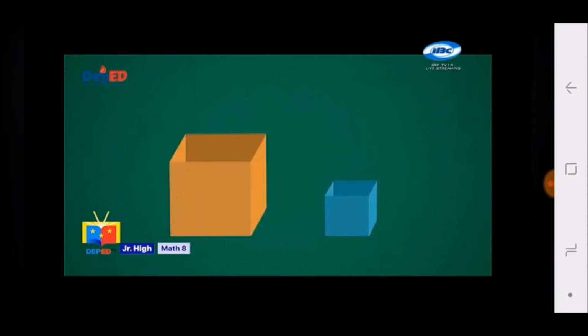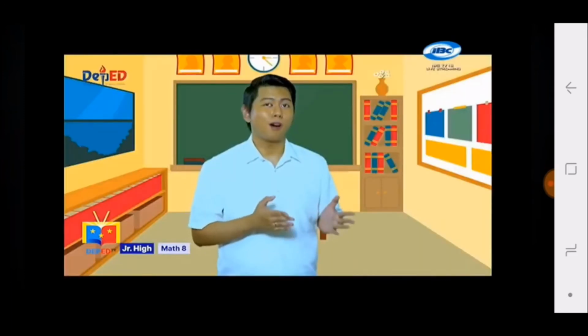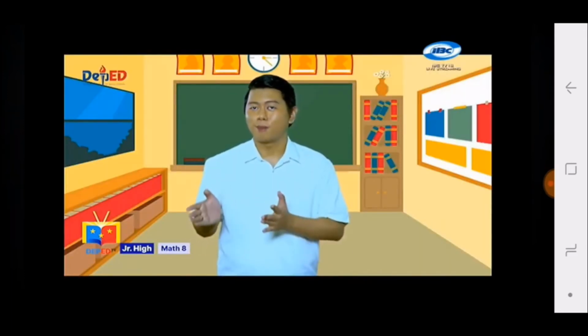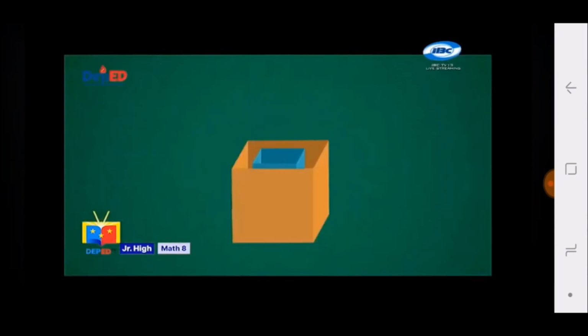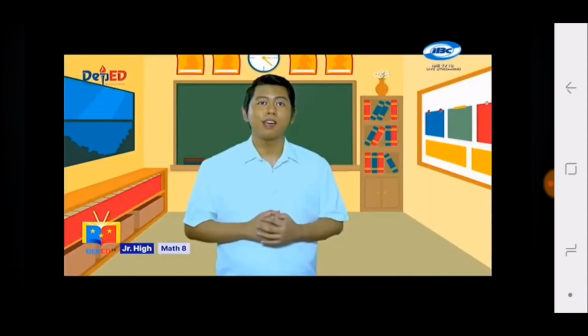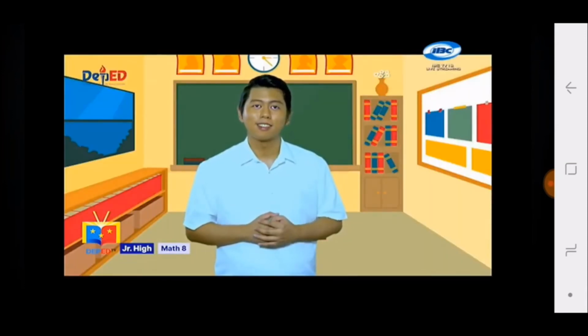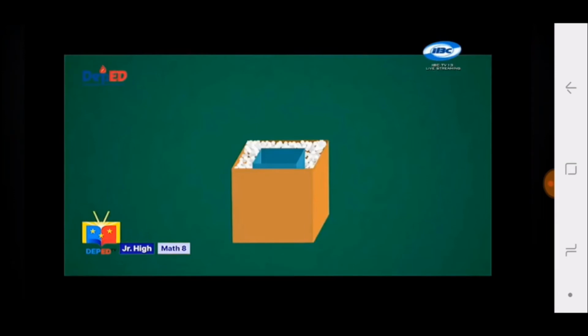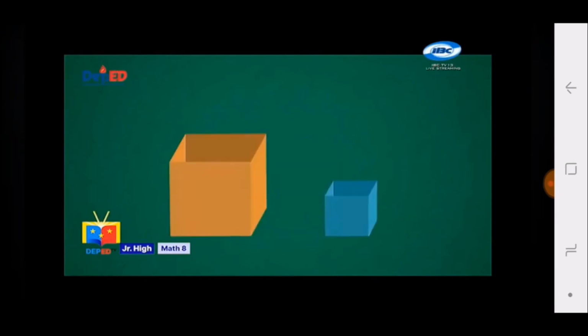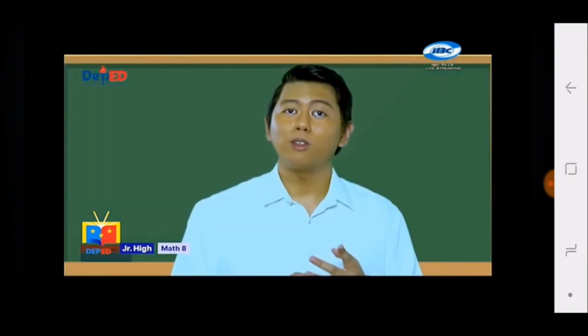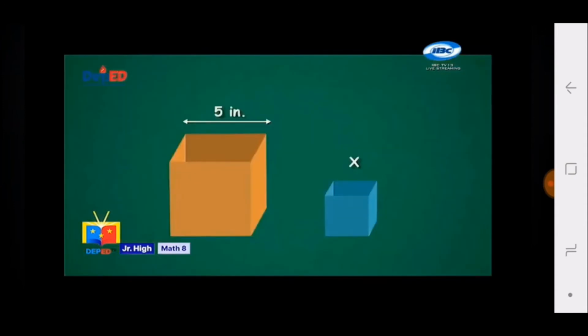Look at these boxes. They are both cubes. I would like to put the smaller box inside the bigger box. And to keep it safe, I will insert some styrofoam chips that will fill the empty space in the bigger box. How much styrofoam chips is needed to fill the space and completely secure the smaller box? The bigger box has a width of 5 inches, but I do not know the size of the smaller box. So let us represent it with x.